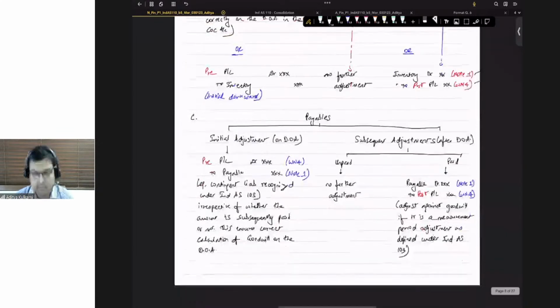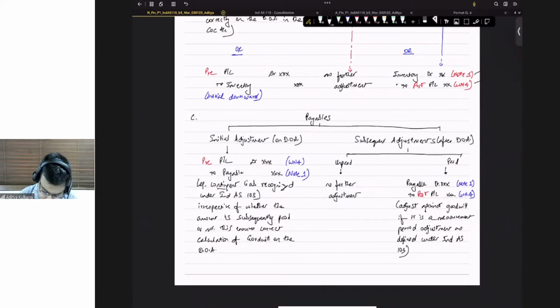The next adjustment is payables. Okay, like for example, a contingent liability recognized under Ind AS 103. Same impact, a payable you are recognizing. So pre-payable account, pre-P&L account debit to payable. Subsequent adjustment, payable account debit to post P&L. You can just put this one entry in a box.